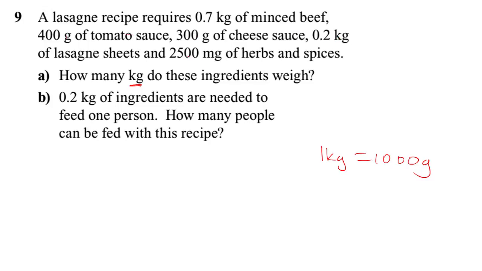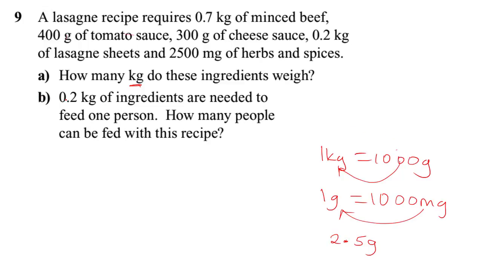Now, when it comes to milligrams, you need to change milligrams to grams first. Remember, 1 gram is 1,000 milligrams. So if you're changing milligrams back to grams, you're going to need to divide by 1,000, right? So if you divide 2,500 by 1,000, you're going to end up with 2.5 grams. What you want to do now is to change grams to kilograms. What do you do? You divide by 1,000. So all you need to do is 2.5 divided by 1,000 and then just add them up. So that's how to go about that.